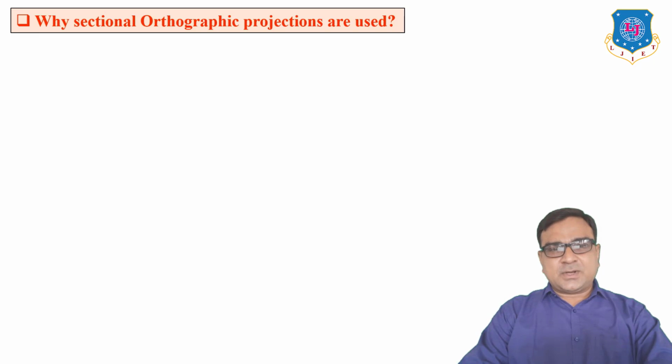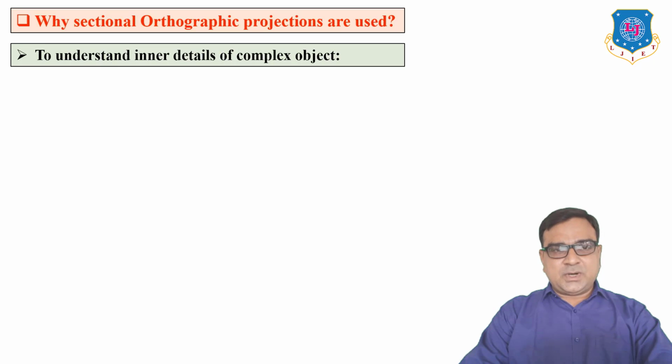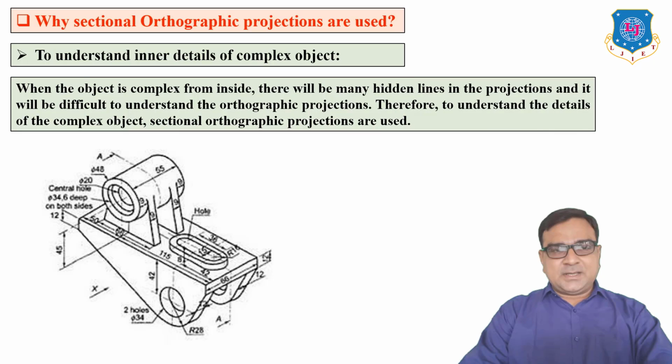Now, why are sectional orthographic projections used? To understand the inner details of a complex object. Sometimes an object is very complicated on its inner sides. So in orthographic projections, we will see a number of lines: projection lines, hidden lines, outer lines, but we cannot understand the inner part of the object.